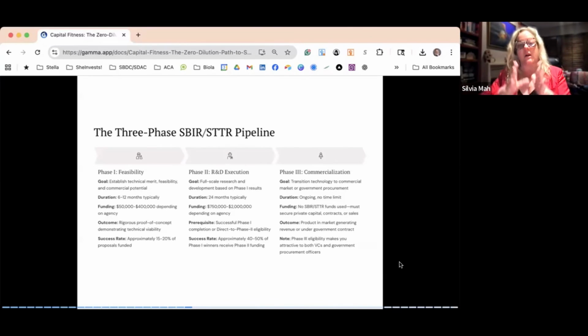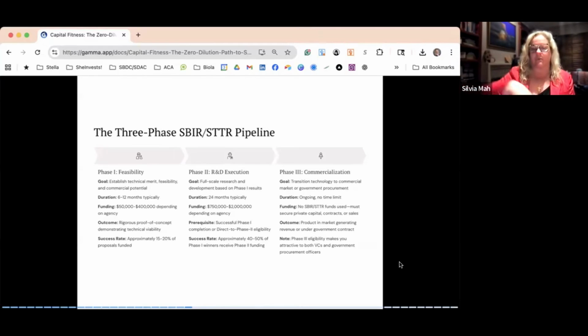Then phase 2 is research and development execution, full-scale research and development based on phase 1 results. That's about 24 months typically, and about $250K to $2 million. That's because of a successful phase 1 and completion, or direct to phase 2 eligibility. Approximately 40 to 50% of phase 1 winners receive phase 2 because they're doing great work. They've shown that competency, the context, the capitalization, the usage of funds, all of those things allows them to be successful in phase 2.